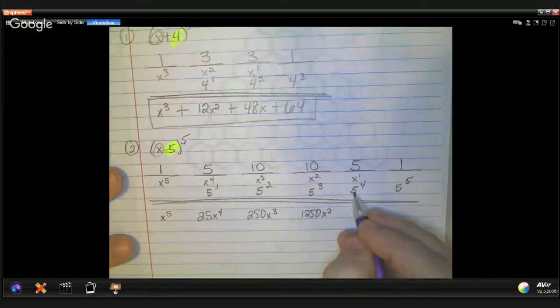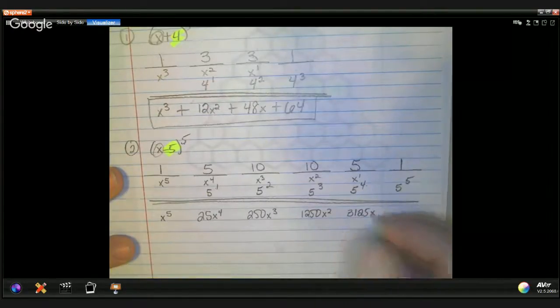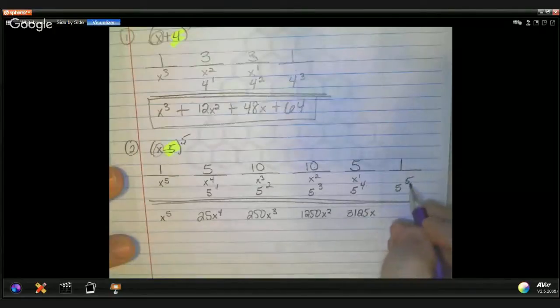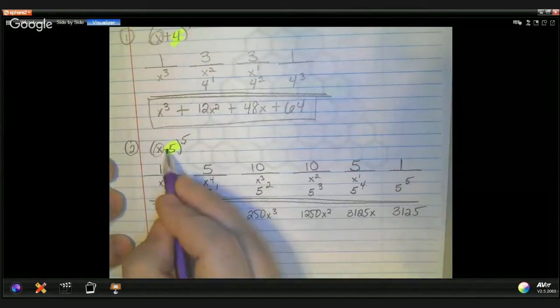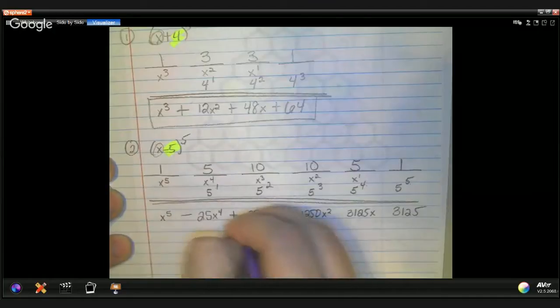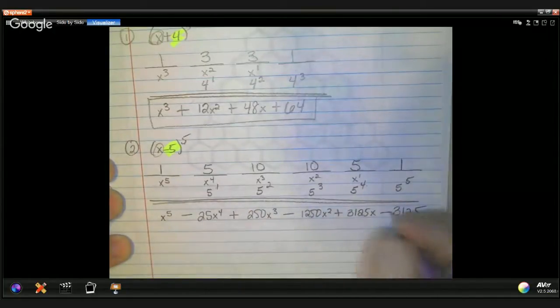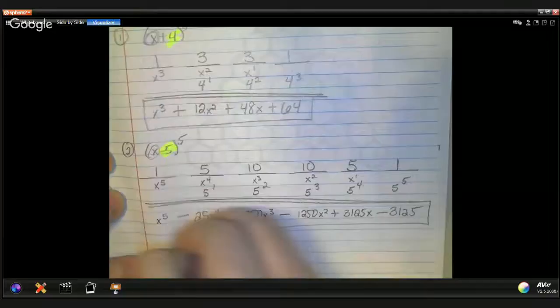5 times 5 to the fourth, that's 3,125x. And then 5 to the fifth is also 3,125. And you can plug those in the calculator to get them. Okay, well, I have a minus, so it's minus, plus, minus, plus, minus. And there's your answer.